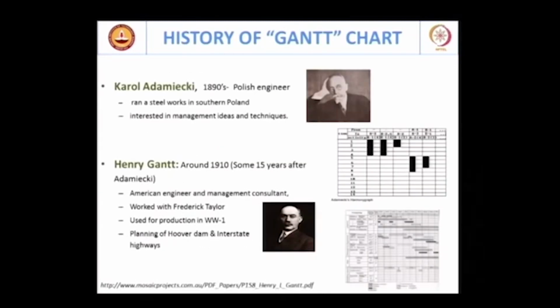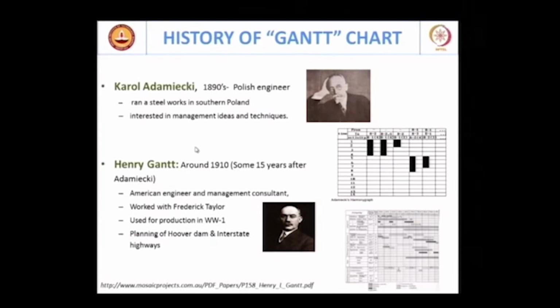Now when you go into the history, although it is called a Gantt chart, there is evidence that this form of a chart was originally used by a Polish engineer, who worked in the steel works, and he used what you see here. It's called an Adamiecki harmonograph. So it is almost like a musical score, where the difference is you can see the bars are coming down vertically as opposed to what Gantt designed later on.